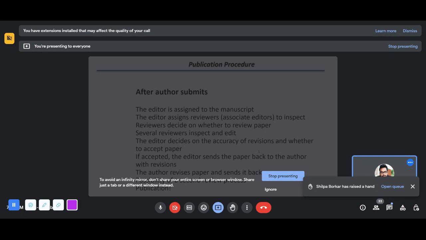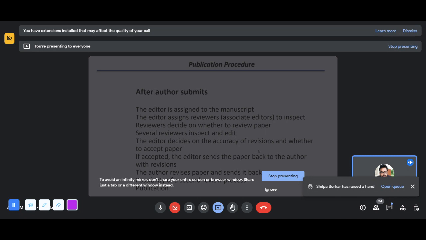This is actually a very tedious procedure. In some cases, some journals are very fast, so they do everything quickly. In 15 days to 1 month, or at most within 3 months, your paper becomes available online. But for Nature, again, as I was saying, it takes a lot of time, and it's very tedious.